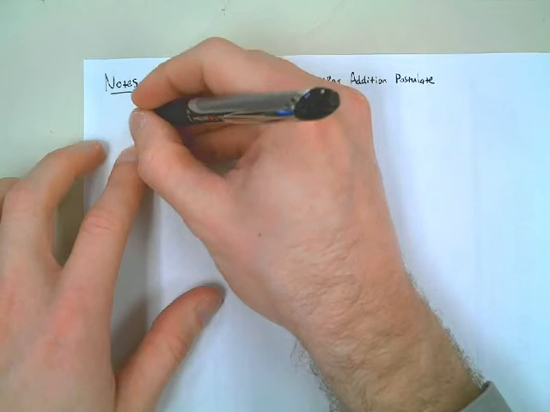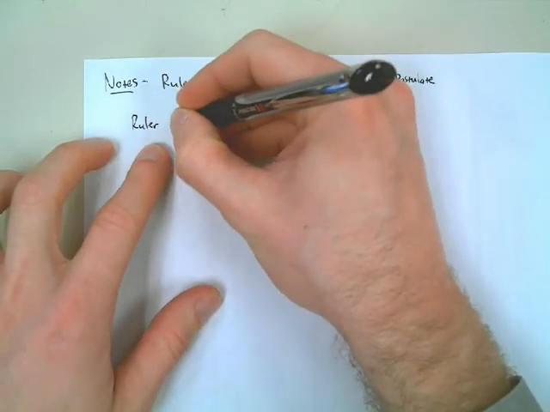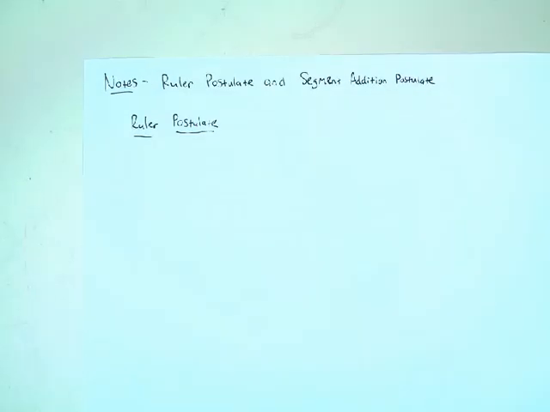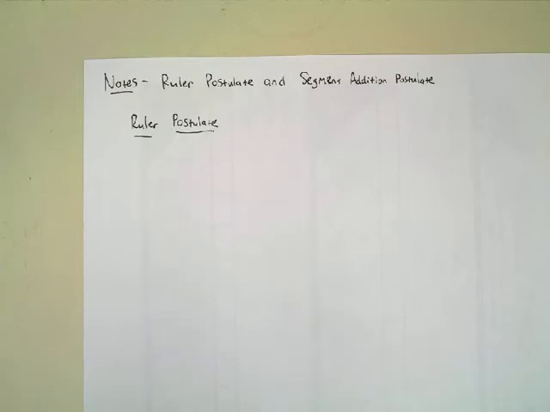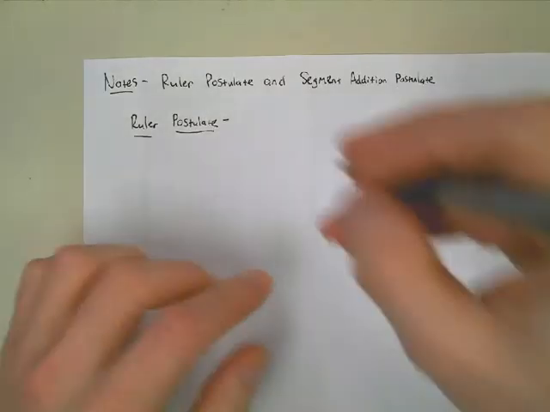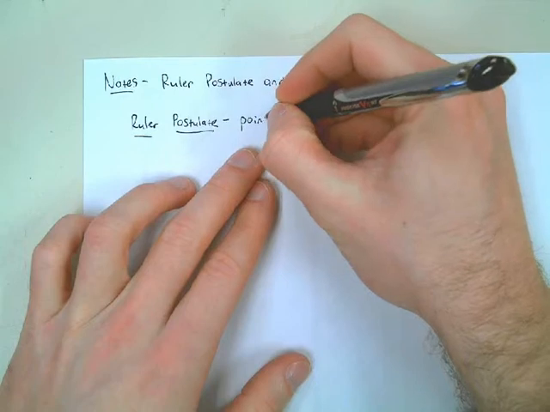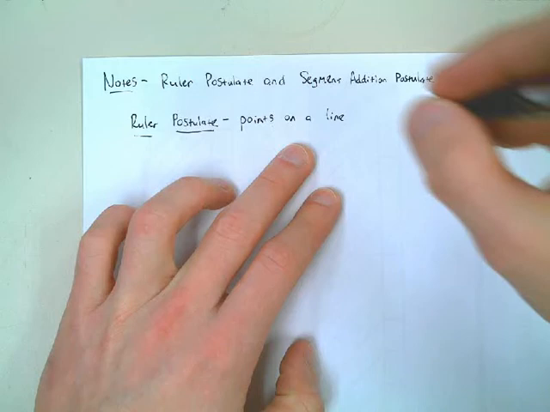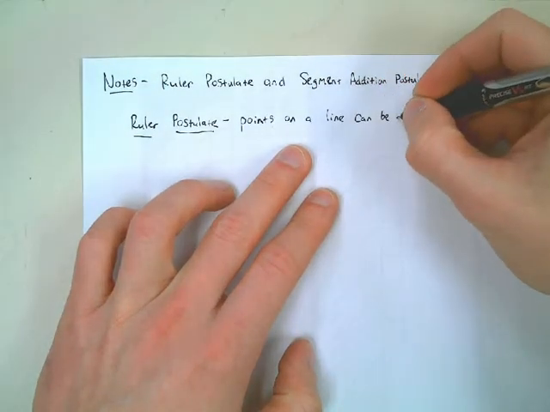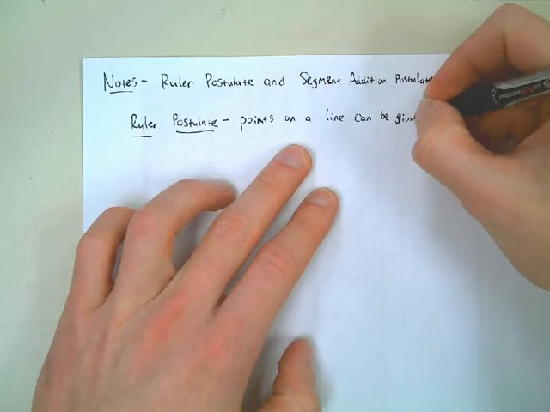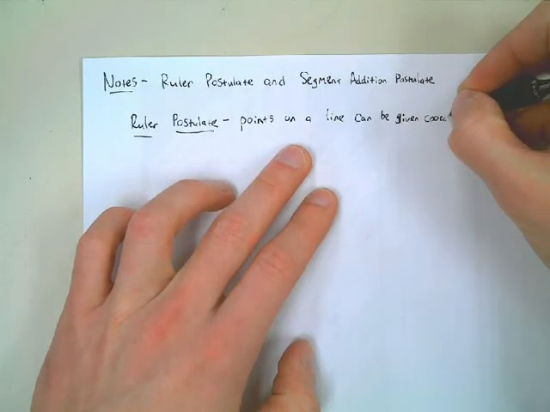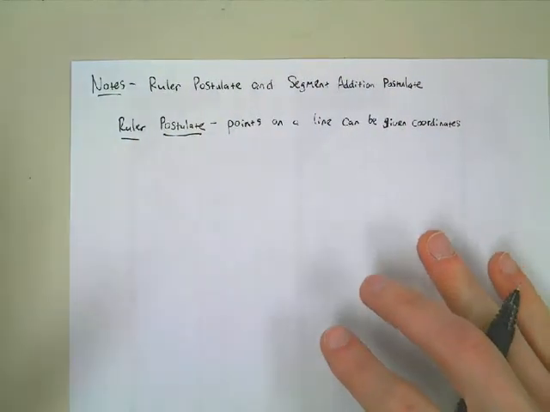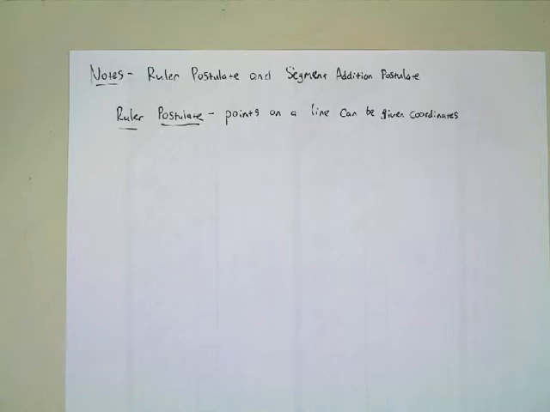And so the first postulate we're going to talk about is that Ruler Postulate, and it's so simple you might not even think that it needs to be stated, but we'll state it. Okay, so the first kind of ground rule that we just agree upon, we'll say points on a line can be given coordinates. Points on a line can be given coordinates. Okay, there we go.